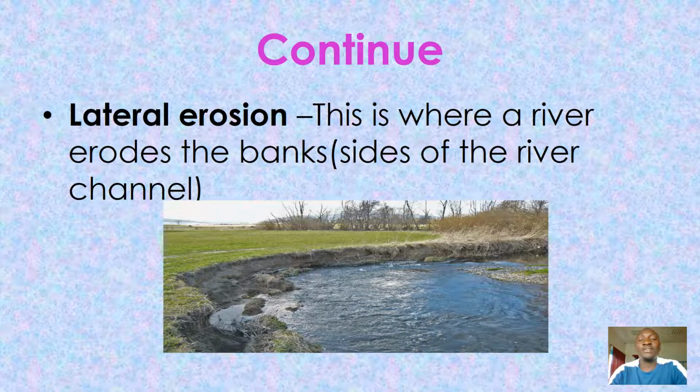Then we have lateral erosion. This is where the river erodes the banks. Banks are the sides of the river channel. The river uses its force, but this happens in the middle stage, when water is not flowing at very high speed but is able to take away the sides of the channel. That is where the channel widens and forms what we call meanders.